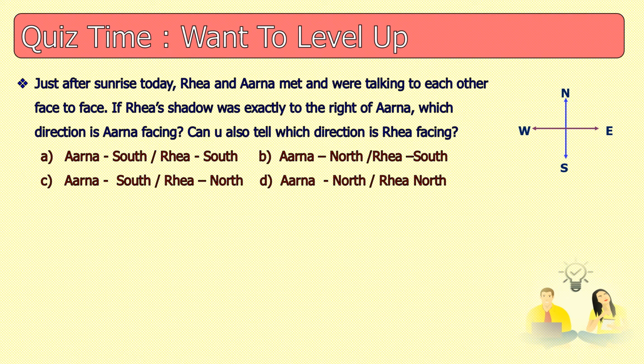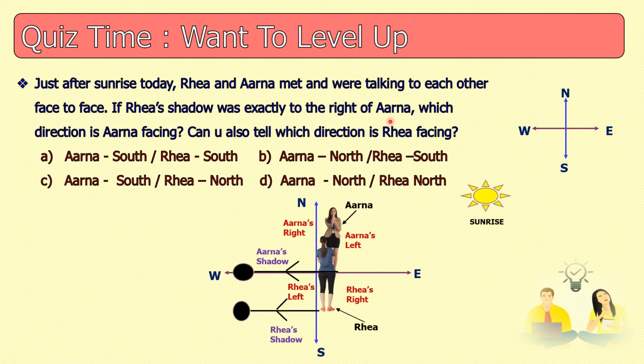Want to level up? Let's try one tricky question. Just after sunrise today, Riya and Arna met and were talking to each other face to face. If Riya's shadow was exactly to the right of Arna, which direction is Arna facing? Can you also tell which direction is Riya facing? Just after sunrise means sun is in east and shadow is in west. If Riya's shadow was exactly to the right of Arna, that means west is exactly to the right of Arna. So which direction is Arna facing? Of course, south.